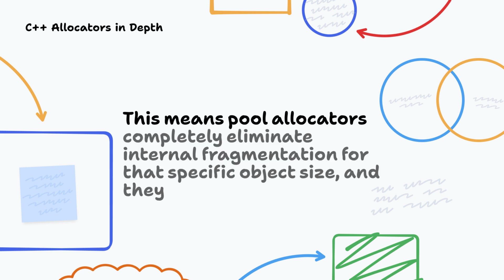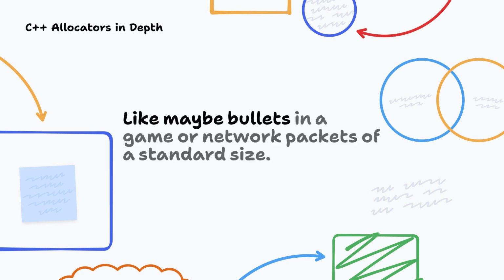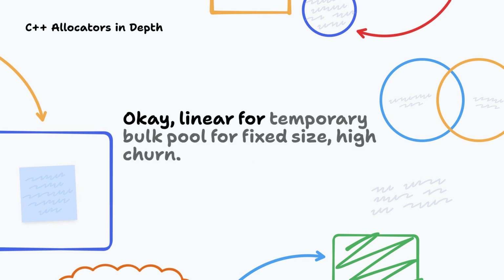This means pool allocators completely eliminate internal fragmentation for that specific object size, and they make allocation and deallocation incredibly efficient. Perfect for things you create and destroy a lot, like maybe bullets in a game or network packets of a standard size. Okay, linear for temporary bulk, pool for fixed size high churn.